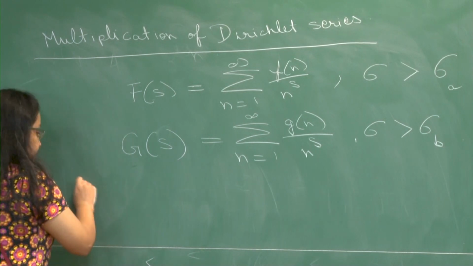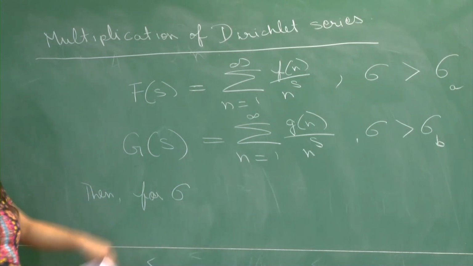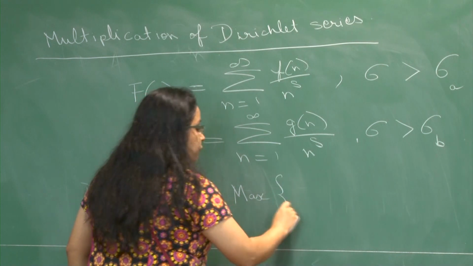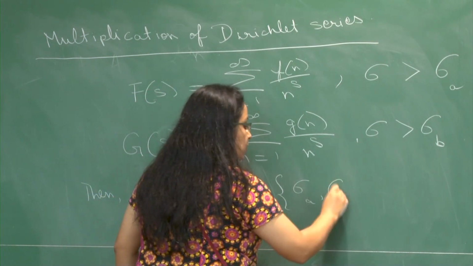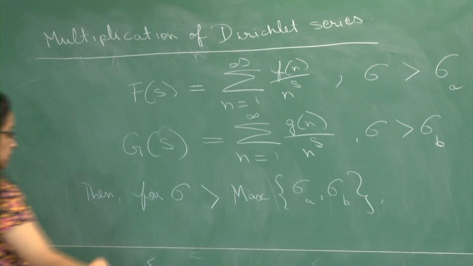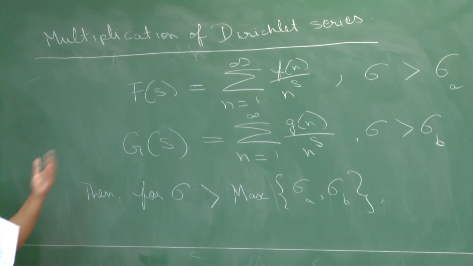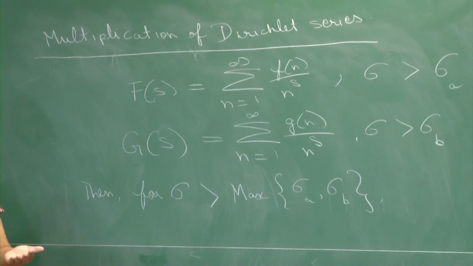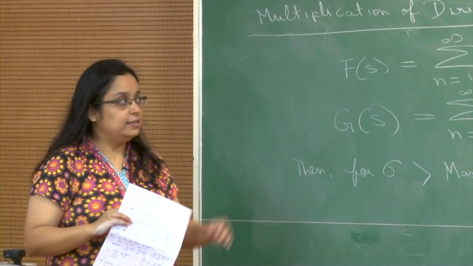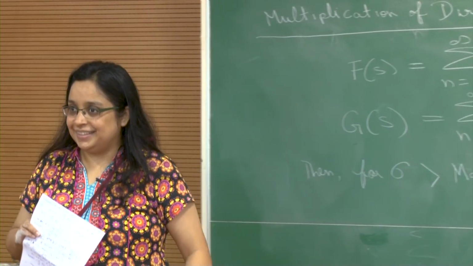So, thus for sigma greater than maximum of sigma A and sigma B, both F and G converge absolutely. Therefore, we can talk about their products, and when you do the products, you can rearrange their terms, right. Rearrangement itself tells you so many beautiful properties of a Dirichlet series, right.